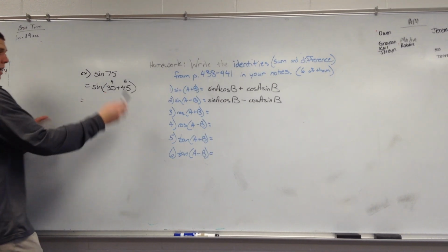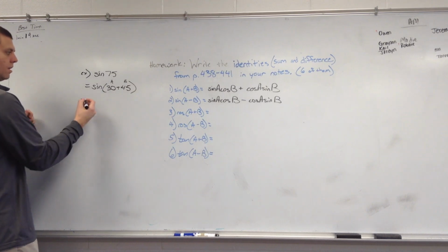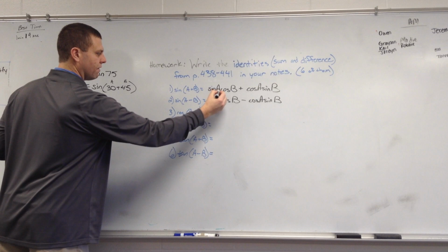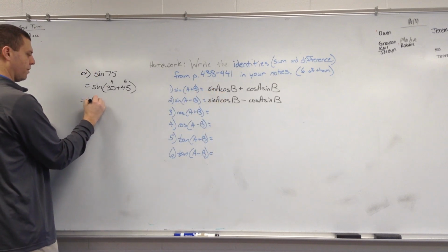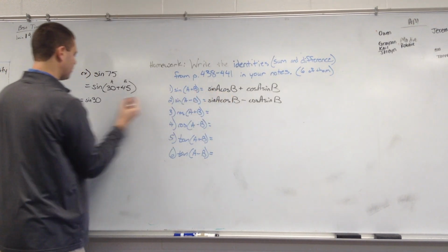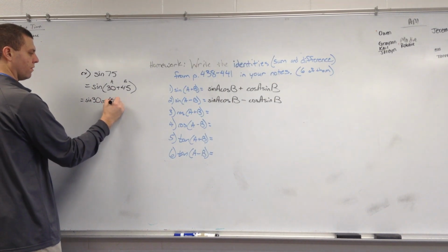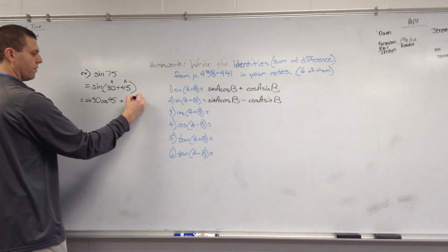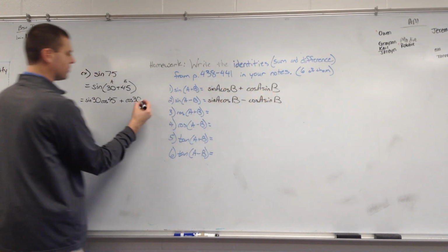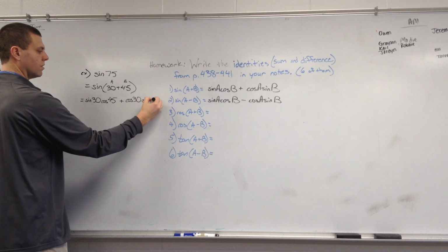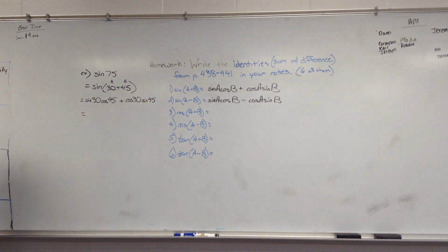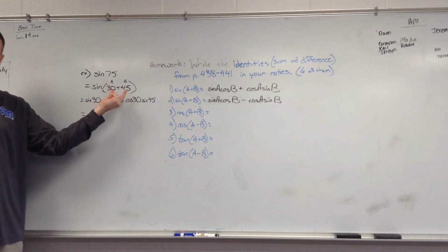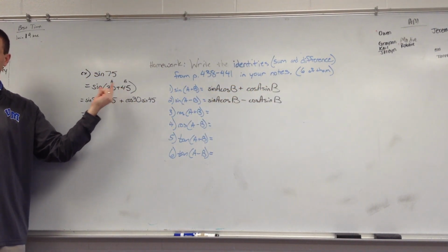So, here, I'm just going to follow this identity. This says if I have the sine of an angle plus another angle, all I got to do is the sine of the first angle, so the sine of 30 degrees, times the cosine of the second angle, so times the cosine of 45 degrees, plus the cosine of the first angle, so cosine of 30 degrees, times the sine of the second angle, so the sine of 45 degrees. Everybody see how I used this identity except instead of with A's and B's, I'm using 30 and 45. You guys follow me there?